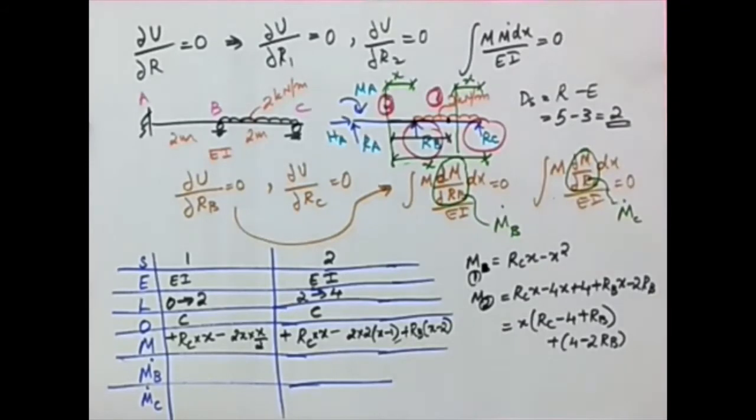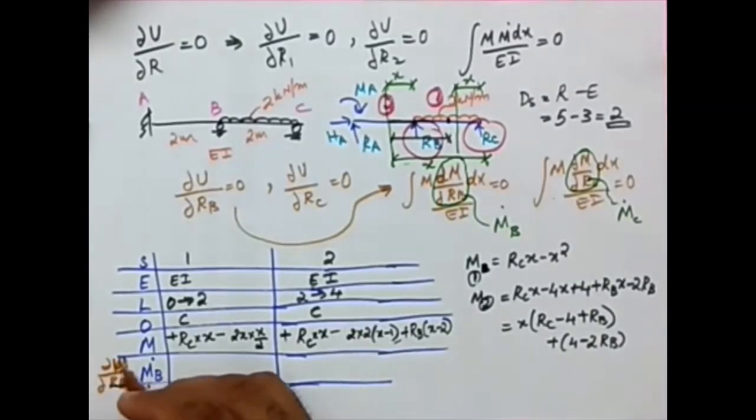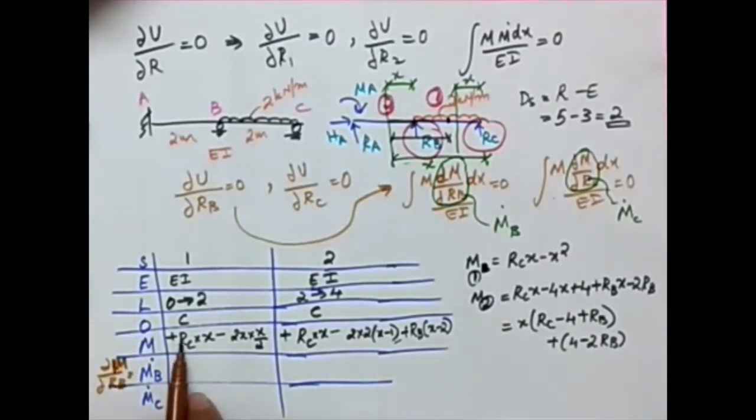Now I'm going to calculate these two parameters. M dot b is basically dou M by dou RB. Sorry, not dou U, dou M by dou RB. So I need to differentiate it with respect to RB. When I differentiate this with respect to RB, what am I going to get?